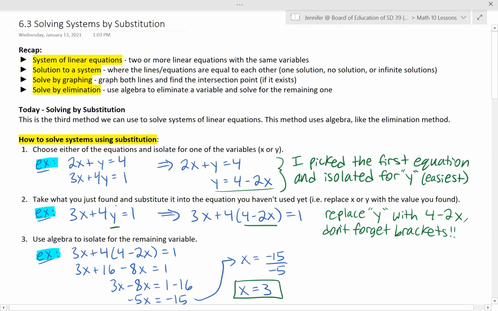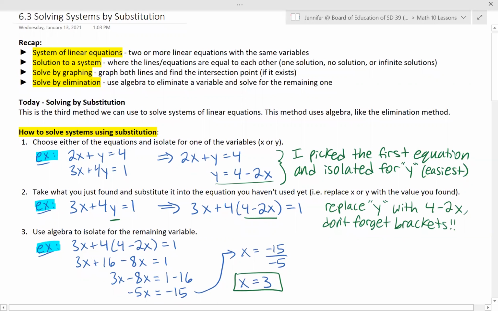The second step is to take what you just found and substitute it into the equation you haven't used yet. In other words, you're going to replace x or y with the value that you just found. The equation we haven't used yet is the second one, which I've written out here. We just found what y is equal to, so we're replacing y with 4 minus 2x. Make sure that you're replacing it in brackets. This is critical. If you don't have brackets, then this 4 out front is not going to apply to every single thing inside. The 4 is multiplied by the y. We're replacing y with 4 minus 2x, so the 4 has to multiply by everything inside those brackets.